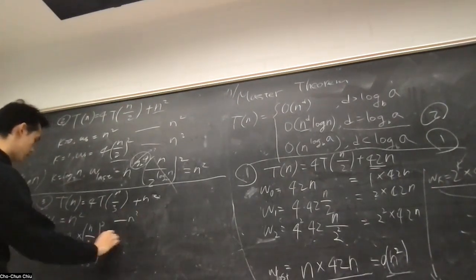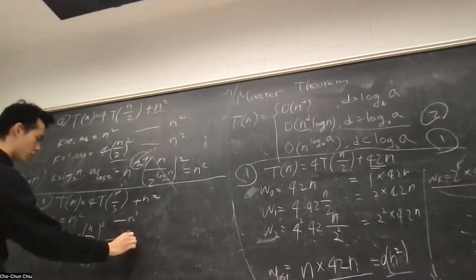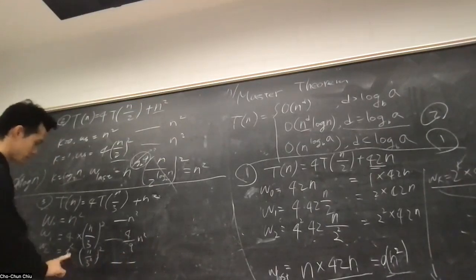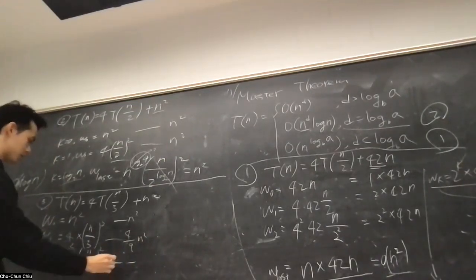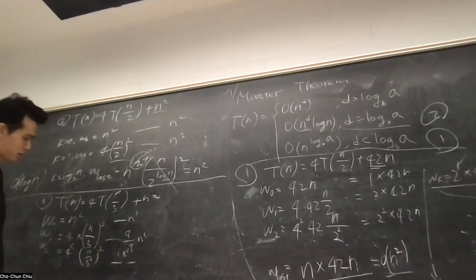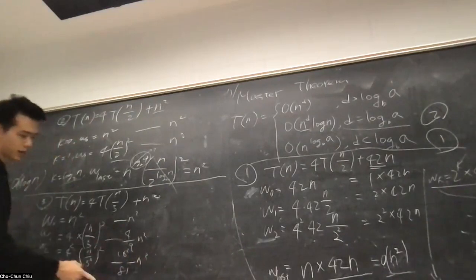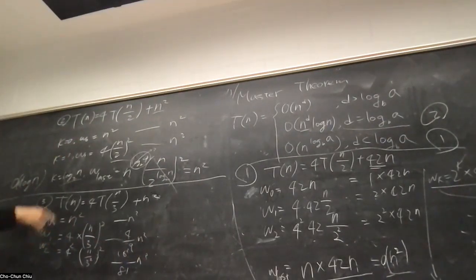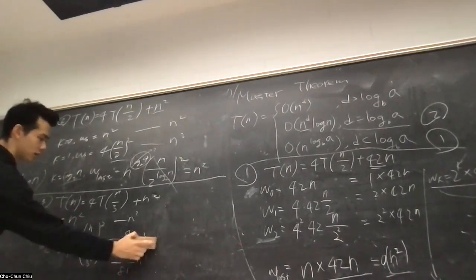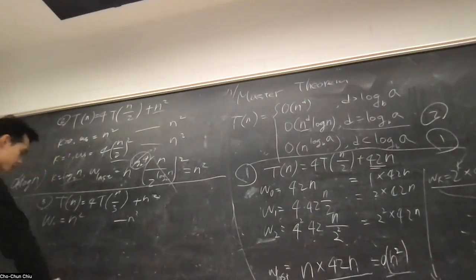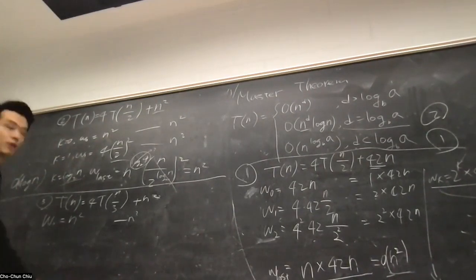And then for this one, that's going to be 4 over 9 n squared. And then for this one, that's going to be 16 over 81 n squared. So you see the size of work is getting smaller over there. Making sense? Yeah. So eventually, let me just erase this part. Eventually, what we have.